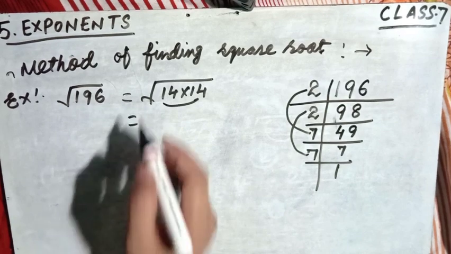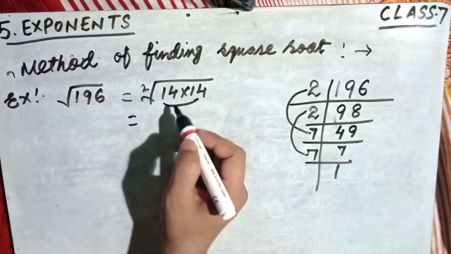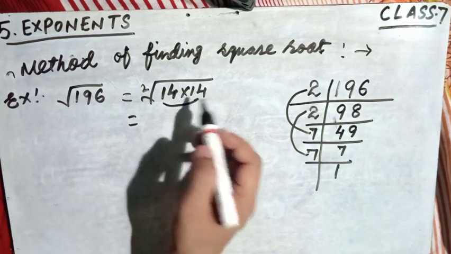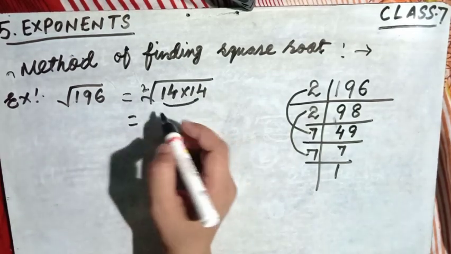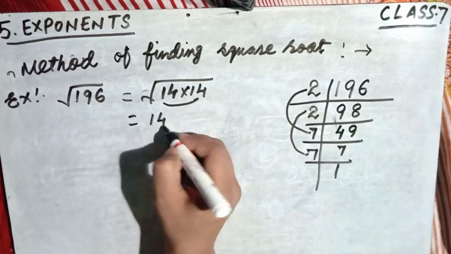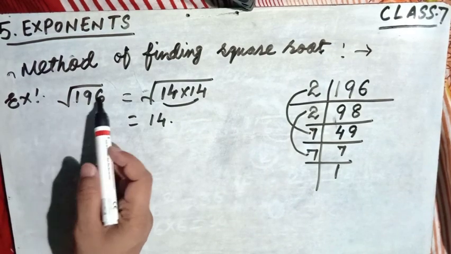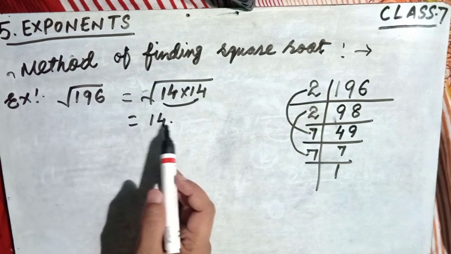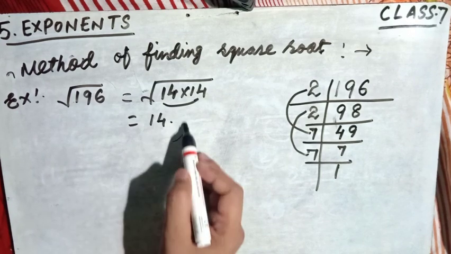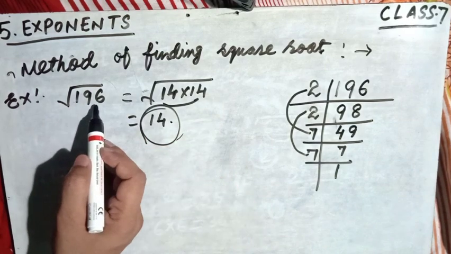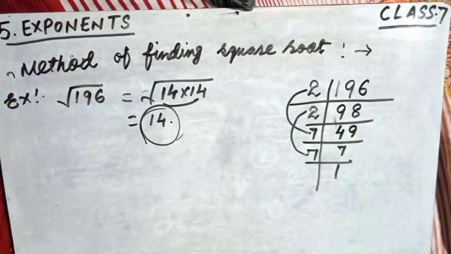Here the 2 is hidden. Now we bring one number out of this square root. That means this becomes 14. 14 is your answer. We can say the square root of 196 is 14. Once again, the square of this new number becomes the same given number 196. I hope you will get it.